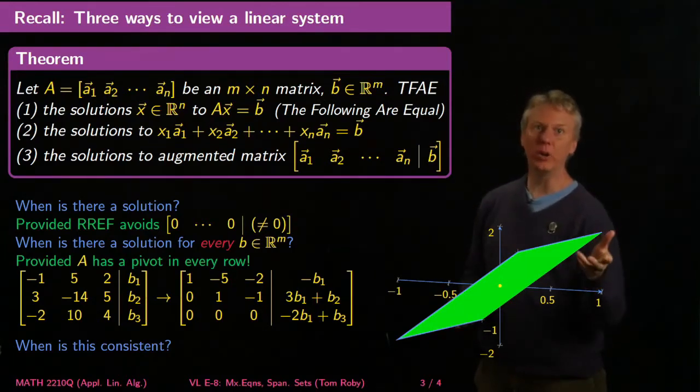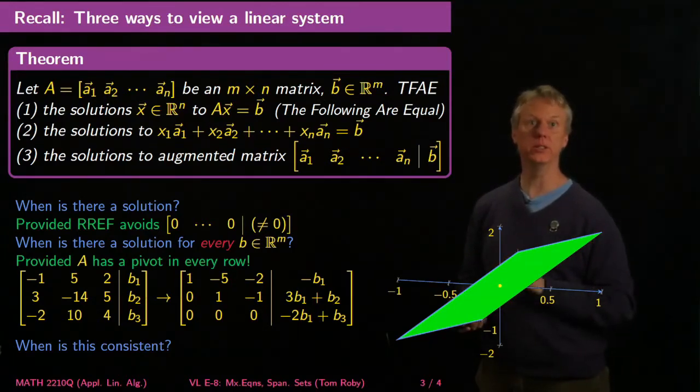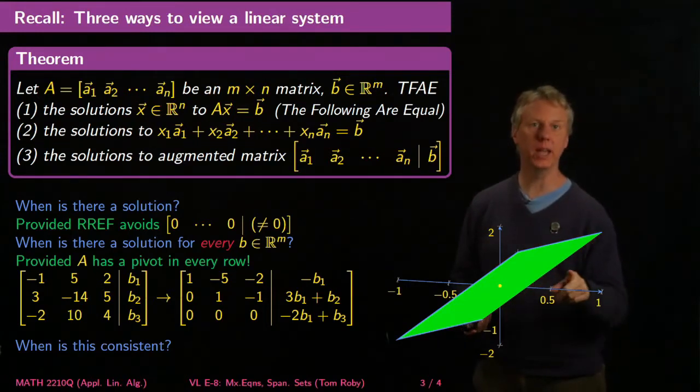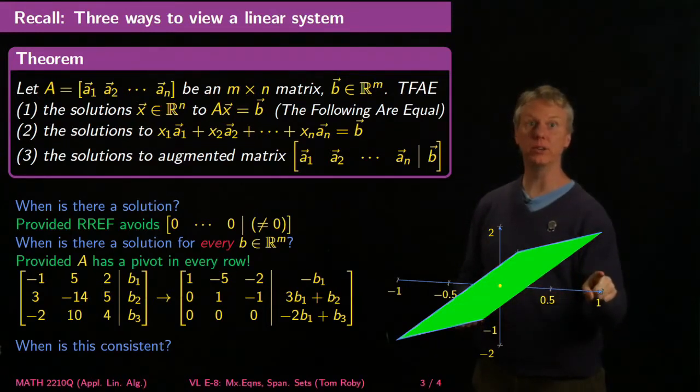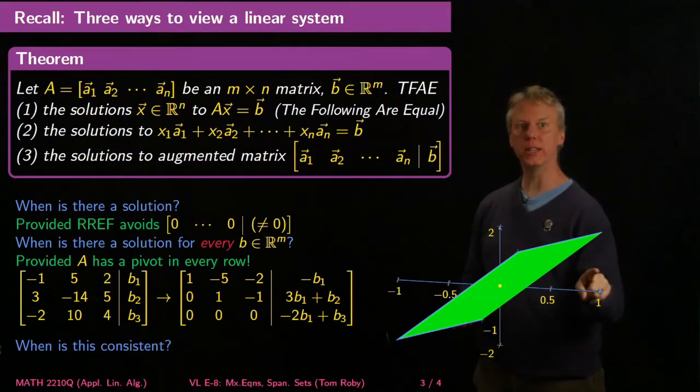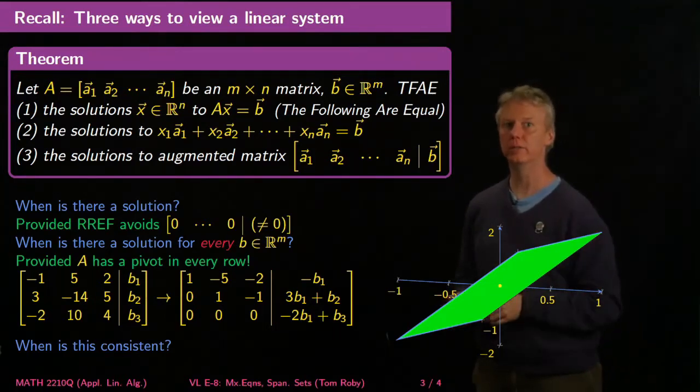Later on we'll see that we can get approximate solutions, and that can be very useful in practical applications when exact solutions don't exist. But for now we're just focused on the exact solution. So if you're in the green plane, you're good, and if you're off of it, no good.